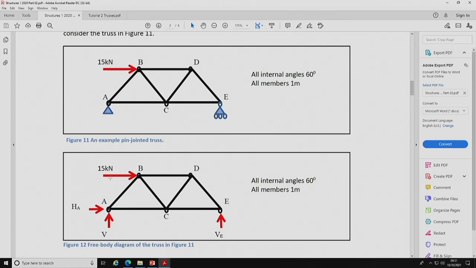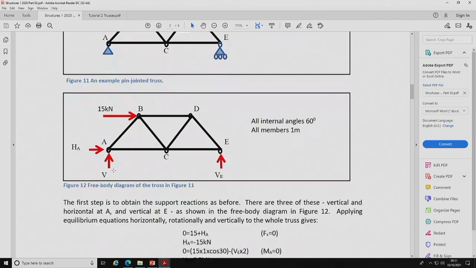Now, if you do summation of horizontal forces equals zero, that's an equilibrium equation. You will get HA plus 15 kilonewton, those are the two forces, is zero. So that will give you HA is minus 15 kilonewton. That also tells you that minus means my assumed direction for HA, from left to right, was wrong. So it actually goes from right to left. So the ground reaction force at point A in the horizontal direction goes from right to left, with 15 kilonewton magnitude. Next, you need to find out VA and VE.